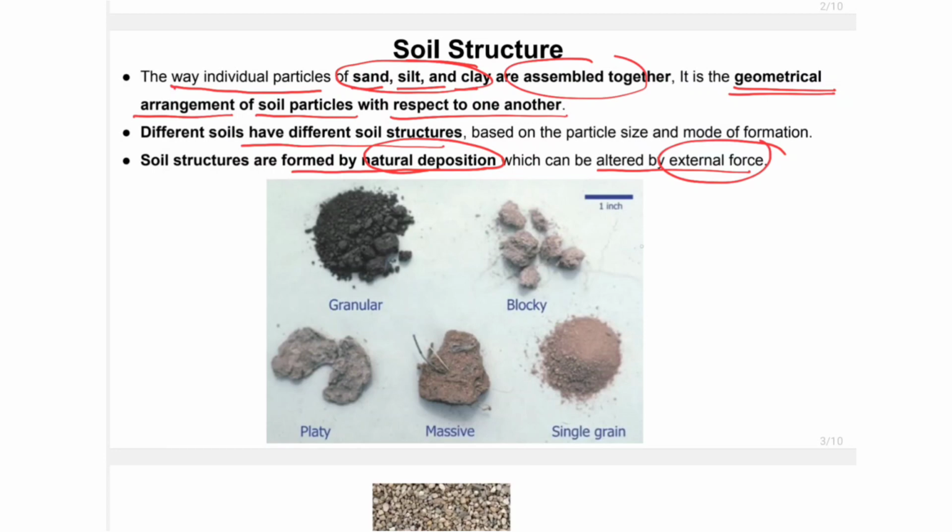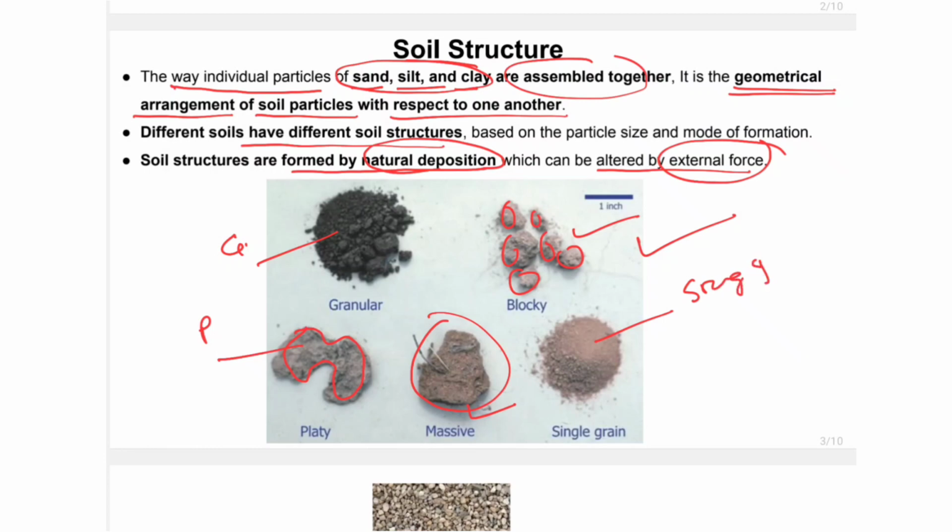Okay, so this photograph shows the different soil types. As we can see, this black soil is a granular soil. This is blocky soil, as it has some lumps. Then this is some plate type of soil. This soil is called platy soil. This is a lump of higher size, so it is called massive. And this soil contains a very high amount of grain fraction, so it is called single grain soil. Okay, so these are different soils.